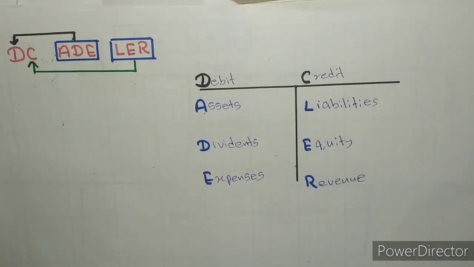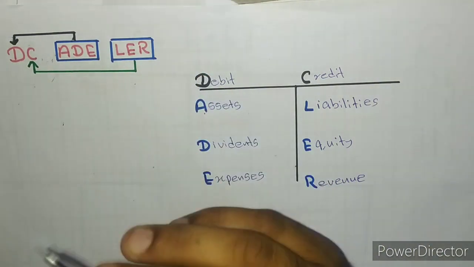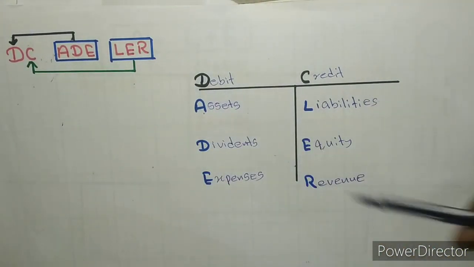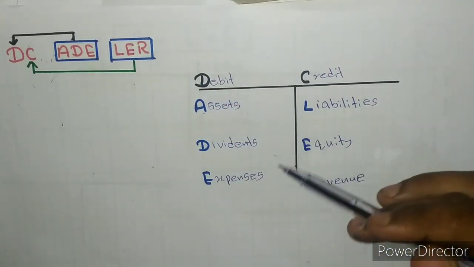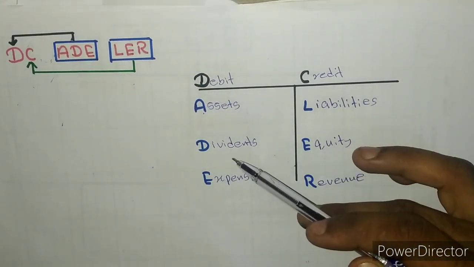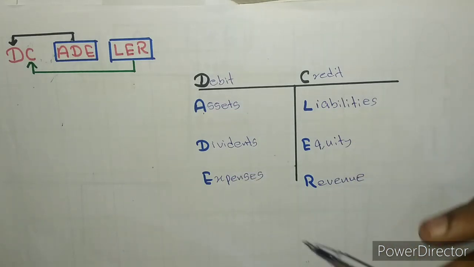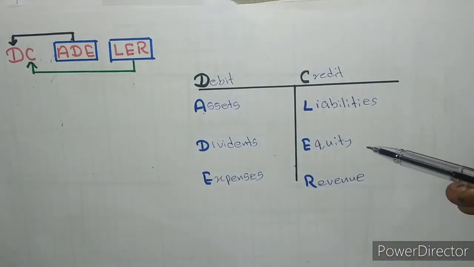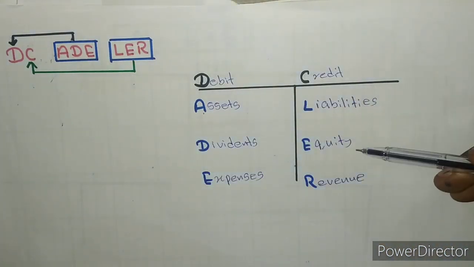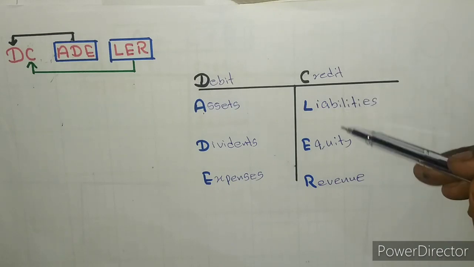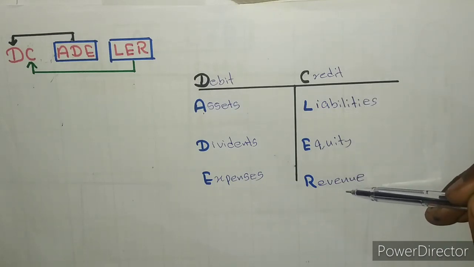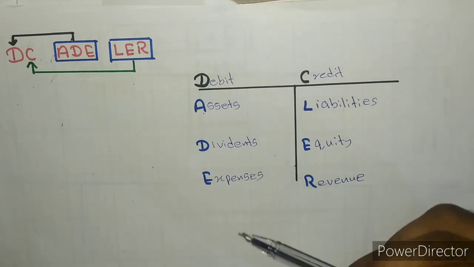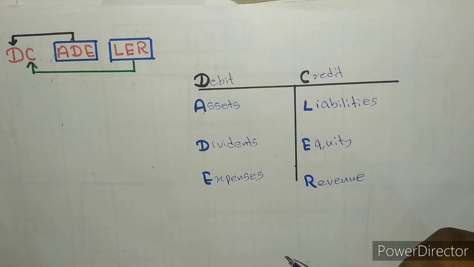DEALER tells you debit on the left side, credit on the right side. DEA is on the debit side on the left: assets, dividends, expenses. LER is on the credit side on the right: liabilities, equity and revenue. Instead of dividends, some people use the broader term drawings.